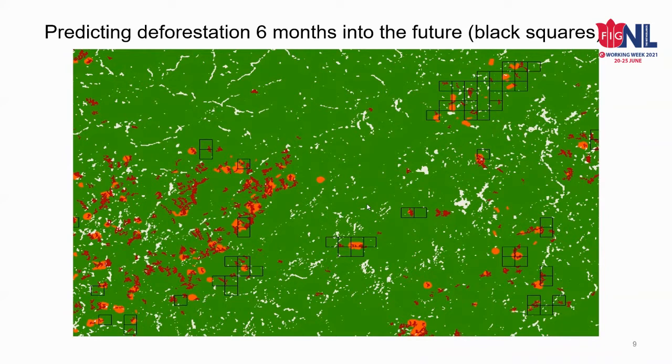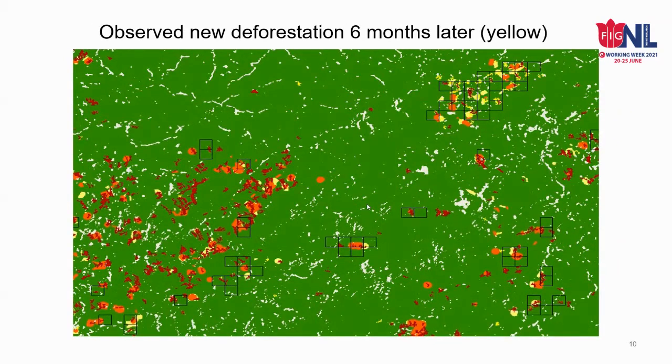These predictions are squares. They are 480 by 480 meters. We call them hot zones, and that is where the models predict that deforestation will happen in the future. Because this is a prediction done in the past, now we're going to see what actually happened from the satellite imagery. That's the yellow spots.